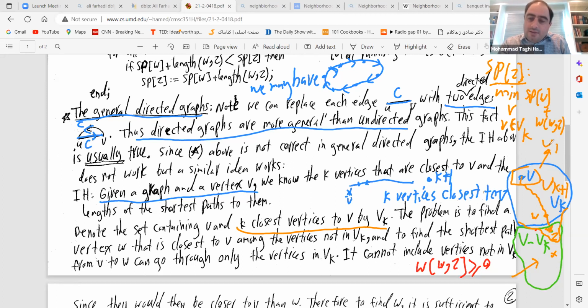And of course, in that case, we know that V would be the first closest vertex to itself, because the weight from V to V would be 0. So that's essentially the induction. So now let's see the algorithm. Let me just erase some of these.